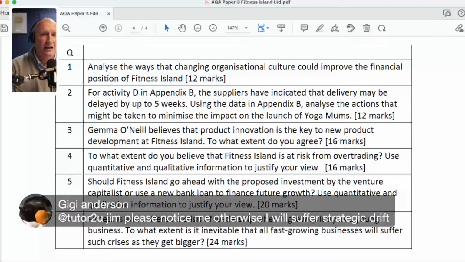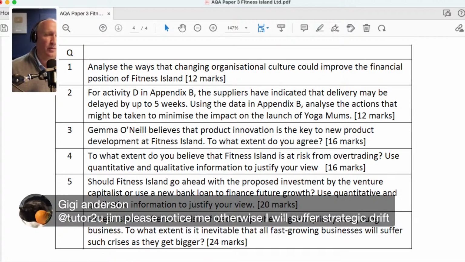This is just quickly going back to last night's Fitness Island, Love Island inspired case study. Here was question 1. Analyse the ways that changing organisational culture could improve the financial position of Fitness Island, 12 marks. So we needed two ways. One way is by moving to a role culture, the business will employ more specialist managers who can impose better control over costs. That's one way.